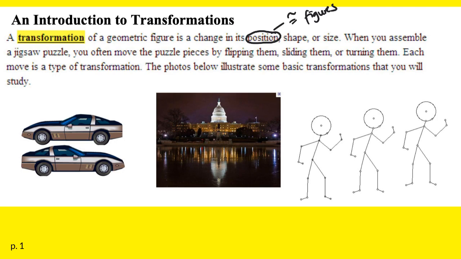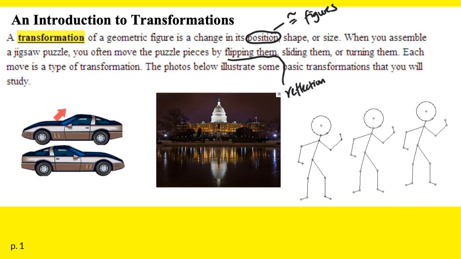And when you assemble a jigsaw puzzle, for example, you often move the puzzle pieces by flipping them, sliding them, or turning them. Whenever we flip an object or a figure, that's a reflection, and that's going to be the transformation that we cover today. So every time you make a move, that's a different type of transformation. And if you look at some of these photos below, you actually see an illustration of some of the transformations that we're going to be covering.